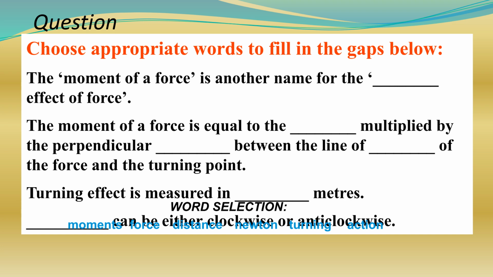Here is another question. Choose the appropriate words from the selection to fill in the blanks in the sentences below about the moment of a force and turning effect. The moment of a force is another name for the turning effect of force. It's equal to the force multiplied by the perpendicular distance between the line of action of the force and the turning point. The unit is Newton meters. Moments can be clockwise or anti-clockwise.